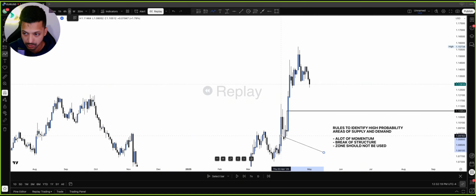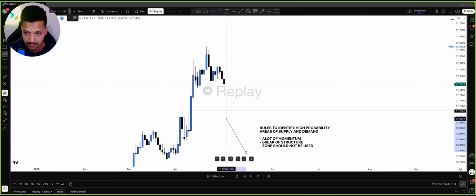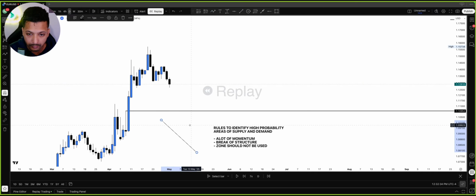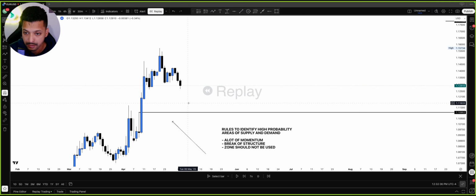Rule number three, zone should not be used. So like I said, currently this zone is absolutely valid because when price left this area, we never pulled back into it. We actually have not touched this area at all. So currently this zone is definitely valid, right? So this is an area of demand that is valid.